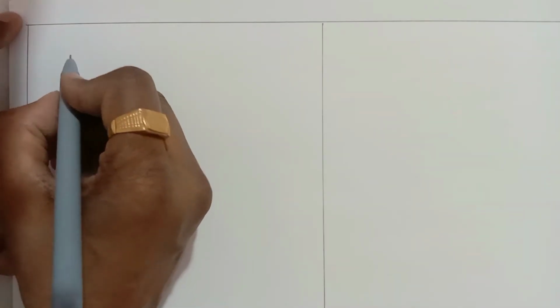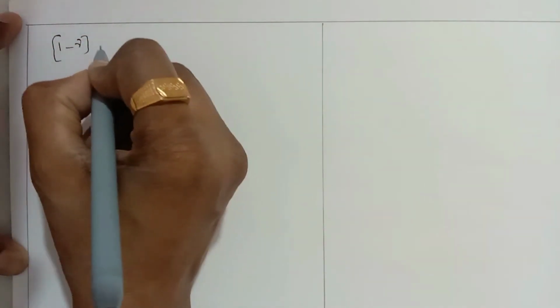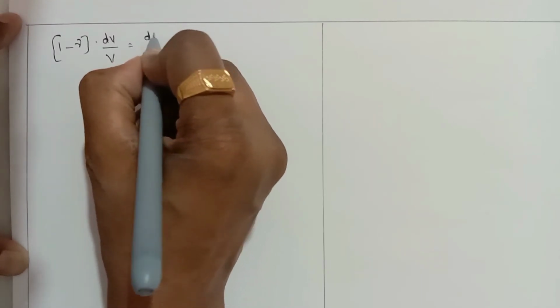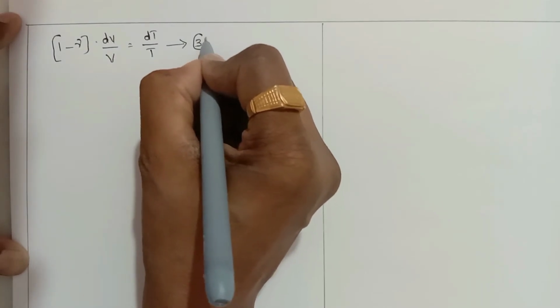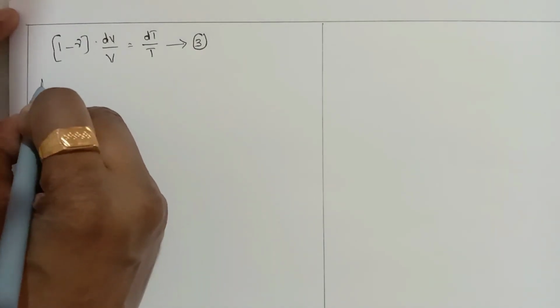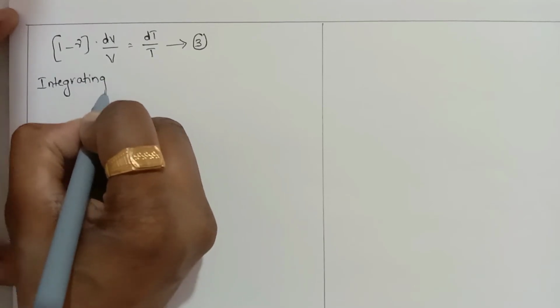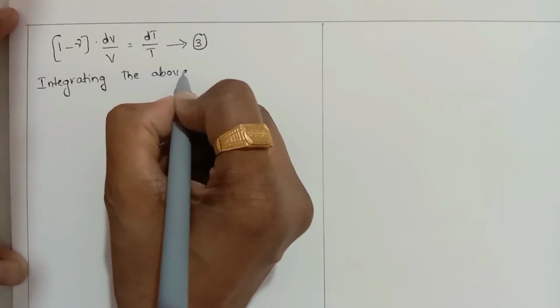So next step, 1 minus gamma into dV by V is equal to dt by T. Mark this as equation number 3. Till here, hope everything is clear. Fine. Now, let's proceed. Next, below write down students, integrating the above equation. Above equation means equation 3.